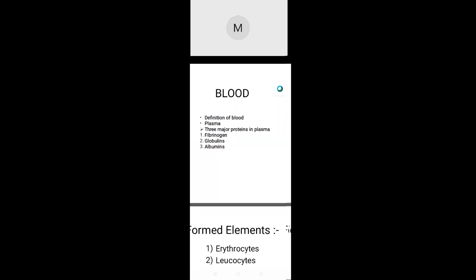Good morning, ma'am and everyone. Now, I'm going to present about blood. Blood is a special connective tissue consisting of a fluid matrix, plasma, and formed elements. Plasma is a straw-colored, viscous fluid constituting nearly 55% of the blood. 90 to 92% of plasma is water, and proteins contribute 6 to 8% of it. Fibrinogens, globulins, and albumins are the major proteins.